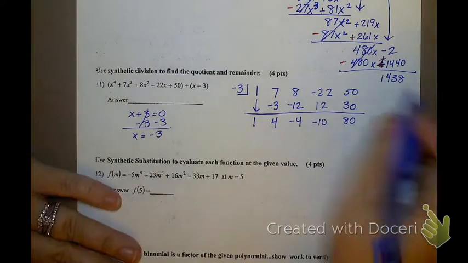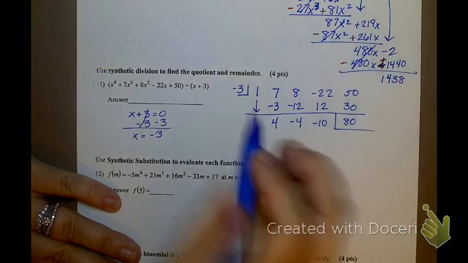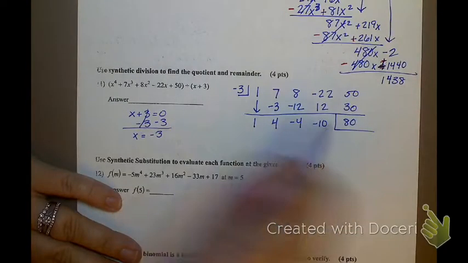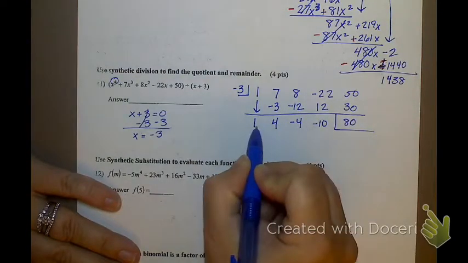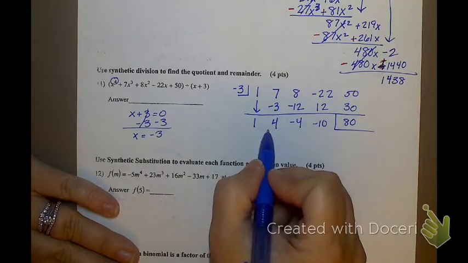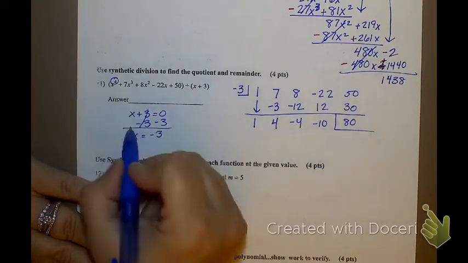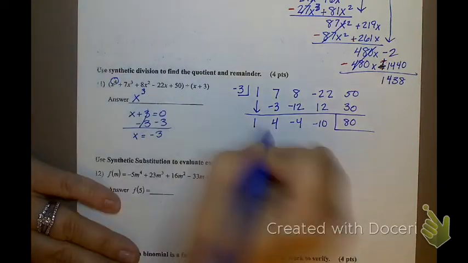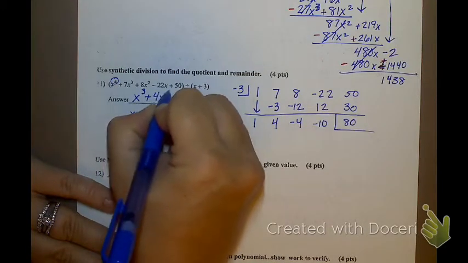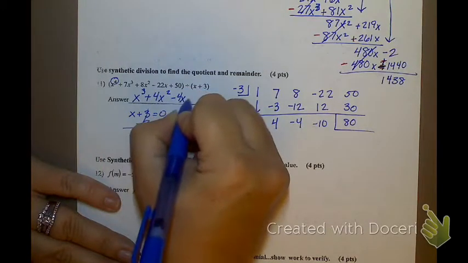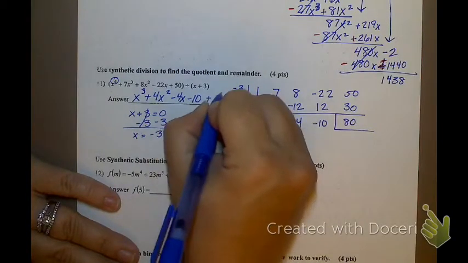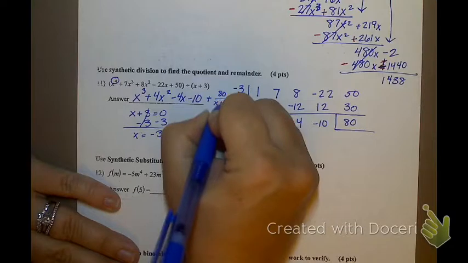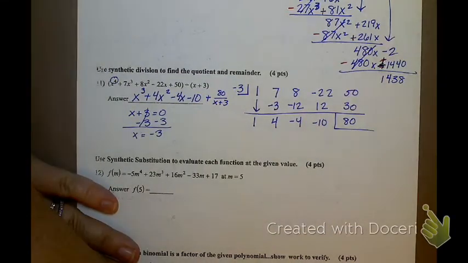Which one's my remainder? 80. The other thing I need to remember, as these are coefficients, this was a 4th degree. What are my coefficients going to be of? A 3rd degree. I always have to take out 1 degree because I was dividing by 1 degree. So I have 1x to the 3rd plus 4x squared minus 4x minus 10 plus 80 over x plus 3. Any questions there? Don't you just love synthetic division?